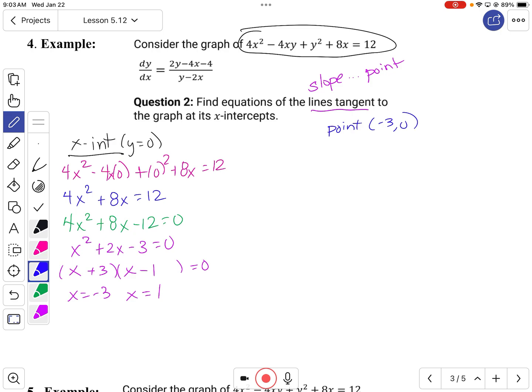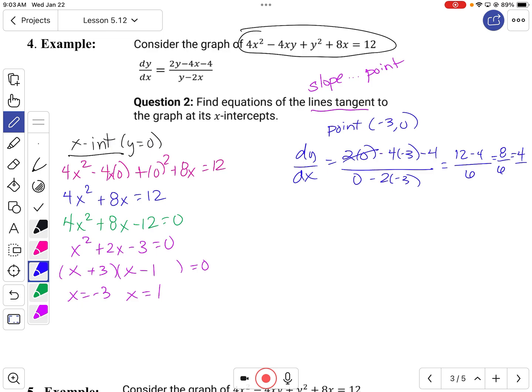To get my slope, where are we going to put it? In the derivative. Okay, so dy dx is going to equal 2 times 0 minus 4 times negative 3 minus 4 over 0 minus 2 times negative 3. So I'm going to get 12 minus 4 over positive 6, which is, what, 8 over 6? Which is 4/3.